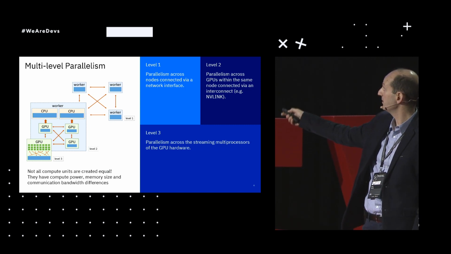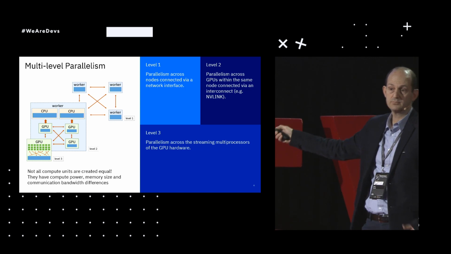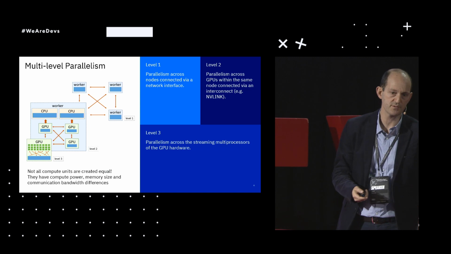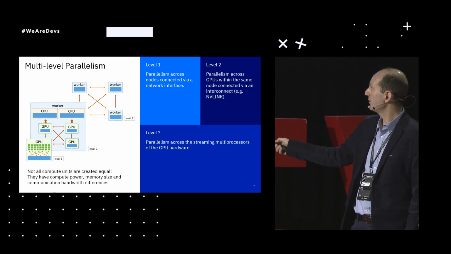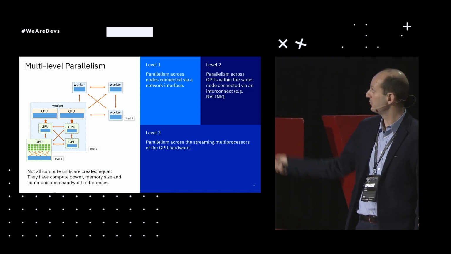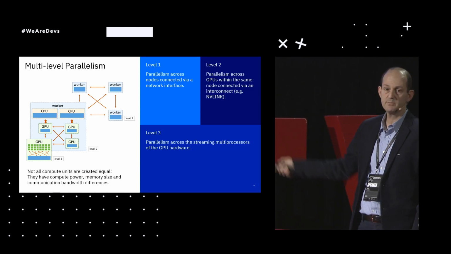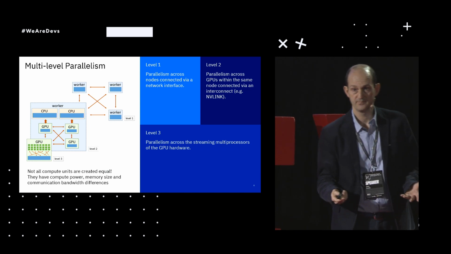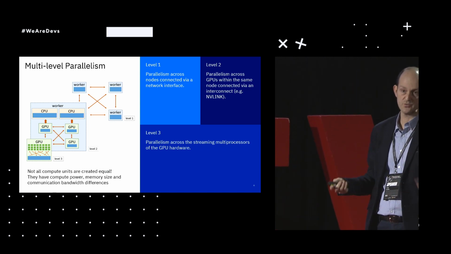For example, if you look here, the network, today we're having networks in the order of 10 gigabits per second, maybe 100 gigabits per second. However, when we look inside a server, the communication bandwidth between the CPU and the GPU is typically more than 100 gigabytes per second, or in the order of tens of gigabytes per second.